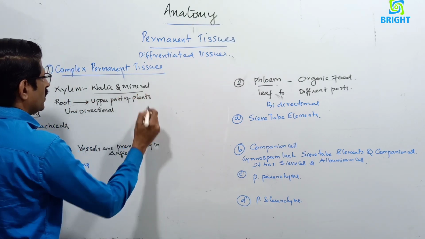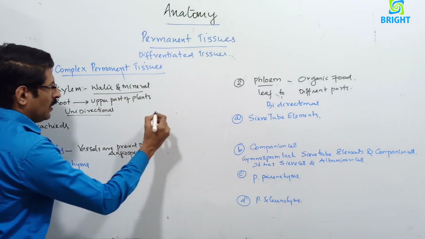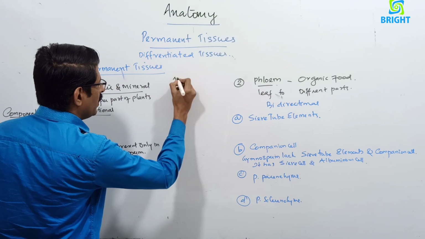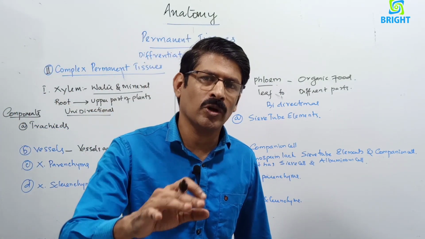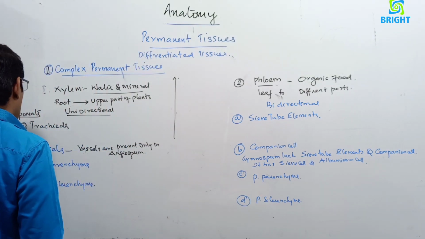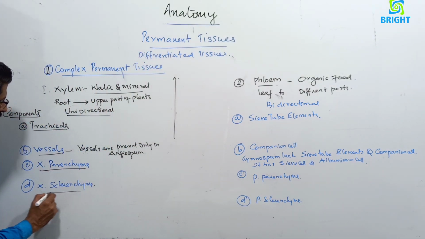Xylem transports water and mineral nutrients from root to upper part of the plant. It is always unidirectional, that is, always from root to upper part along the transpiration pull, and that we will study in the chapter Transport in Plants. And the xylem is composed of tracheids, vessels, xylem parenchyma and xylem sclerenchyma.